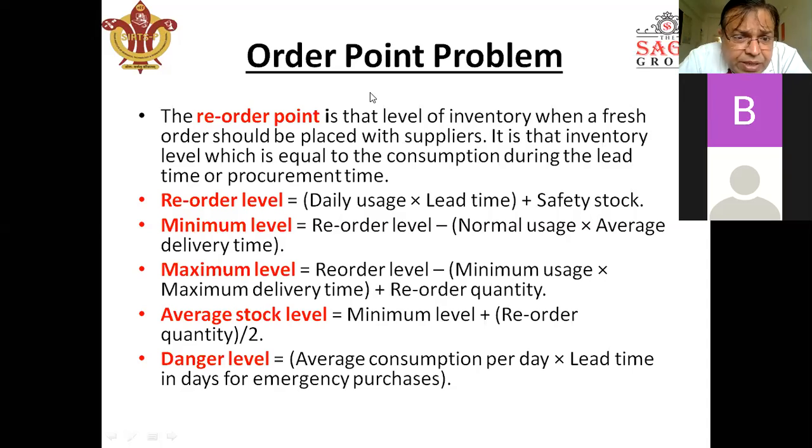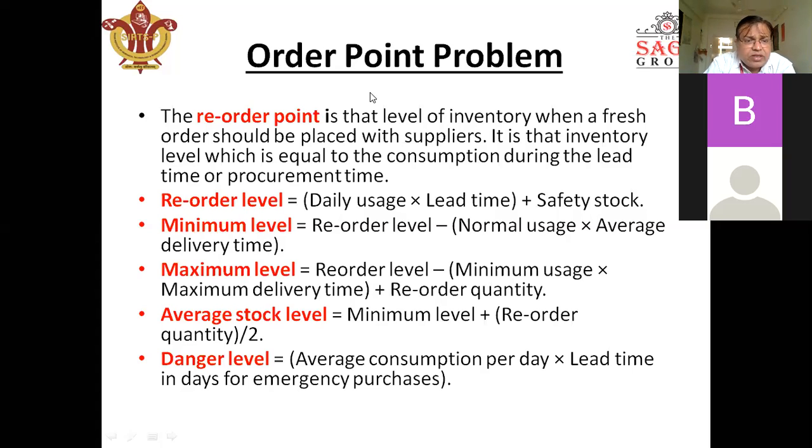Now next is minimum level. Reorder level minus normal usage into average delivery time. That is minimum level. This is somewhat risky, because if you keep a minimum level of stock in your shop and suddenly you get a higher demand, then you are unable to fulfill that particular demand. So minimum level stock we can calculate by this formula.